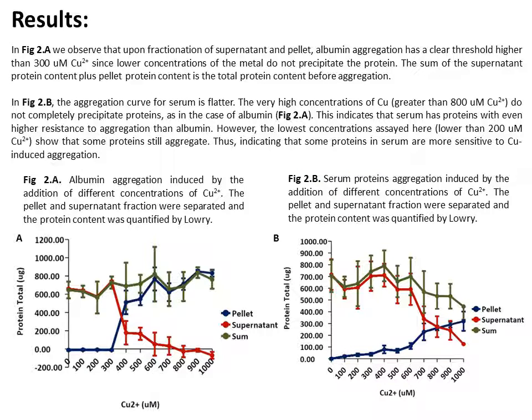Interestingly, when we separate the pellet from the supernatant and determine the protein content by Lowry, we confirm the previous result, but we also see that in the case of serum, there are proteins that precipitate at very low concentrations of copper, lower than 200 micromolar. Also, the highest concentrations of copper we used previously do not fully precipitate the serum, which indicates that blood has proteins that show higher sensitivity to copper-induced aggregation and lower sensitivity to copper-induced aggregation than albumin.